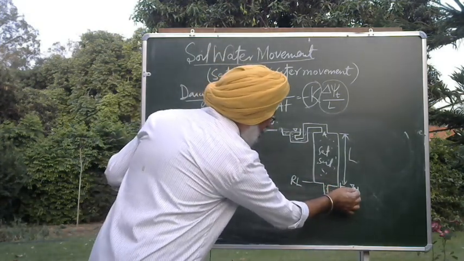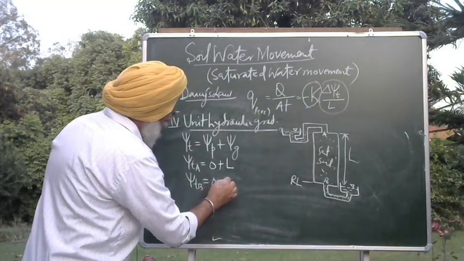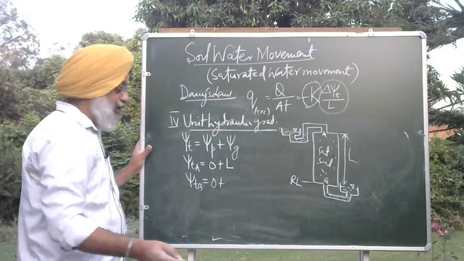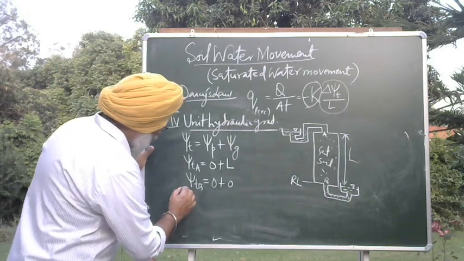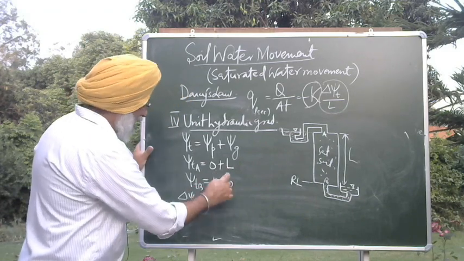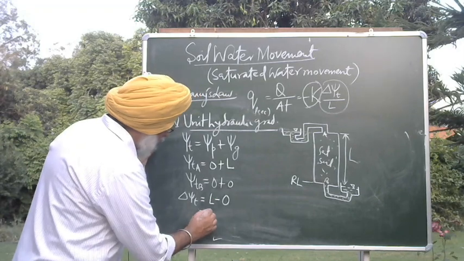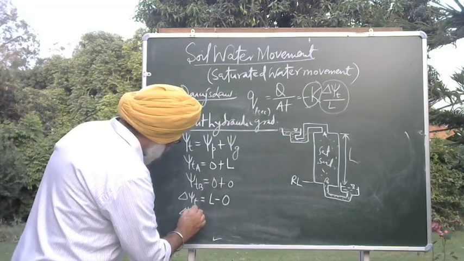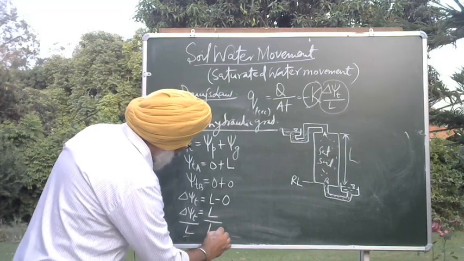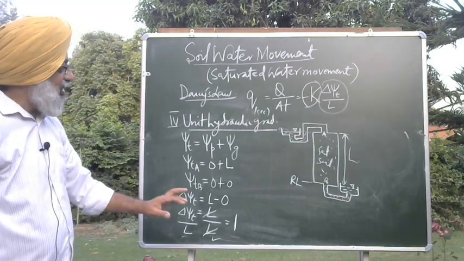Then total soil water potential at B, pressure potential at B. Again you can see the water level coinciding with point B over here. So 0. And because point B is at the reference level, the gravitational potential is also 0. So the difference in total soil water potential will be L at A minus 0. If you make it hydraulic gradient, divide by L, so this will be L over L. So this comes out to be 1. So your hydraulic gradient is 1.